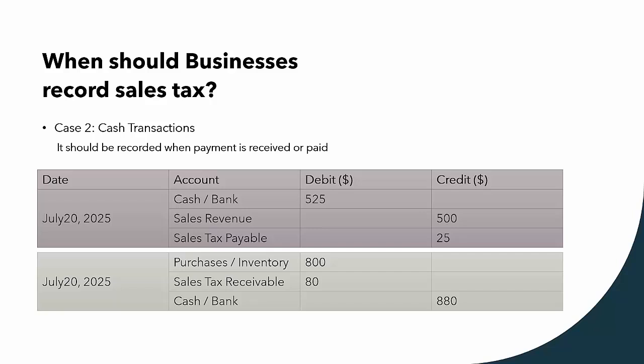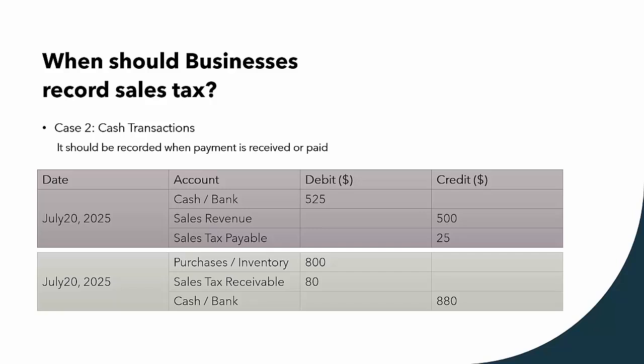Why is this important? Recording sales tax at the correct time is important because it ensures accurate financial records. It helps businesses stay compliant with tax laws. It prevents errors in tax reporting, which could lead to penalties or legal issues. It helps businesses track their tax liabilities correctly so they know how much they owe to the government.